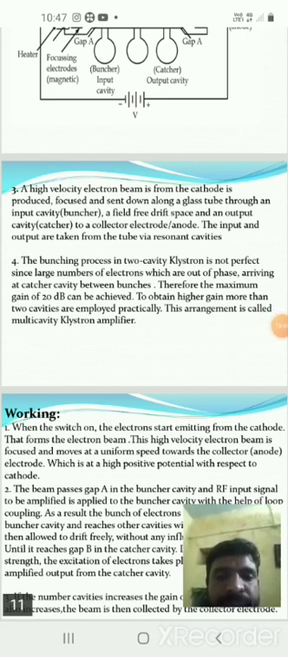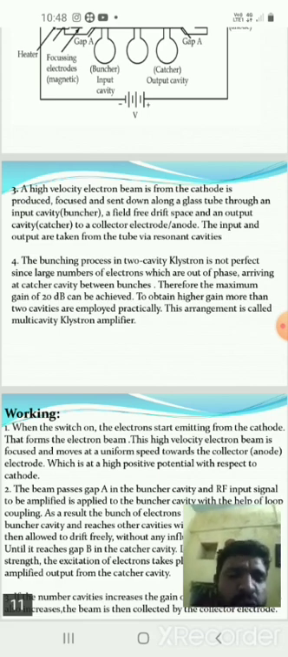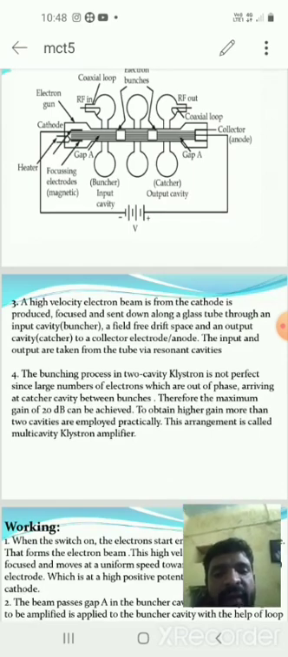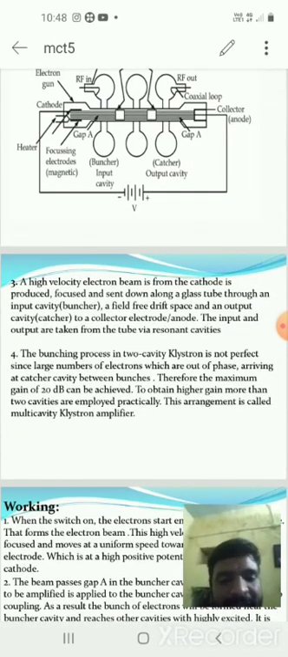That means the bunching process in two cavities in a klystron is not perfect, since a large number of electrons which are out of phase arrive in the catcher cavity. So in two cavities, buncher and catcher cavity, the maximum gain is 20 decibel. At very high frequency, a high number of electrons are generated.